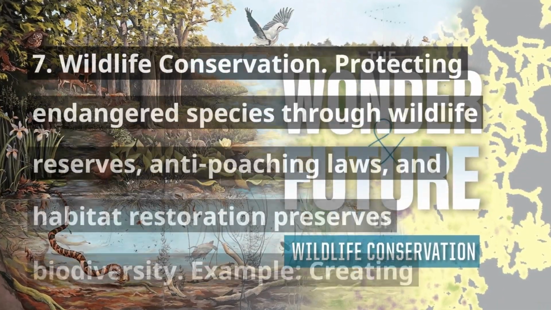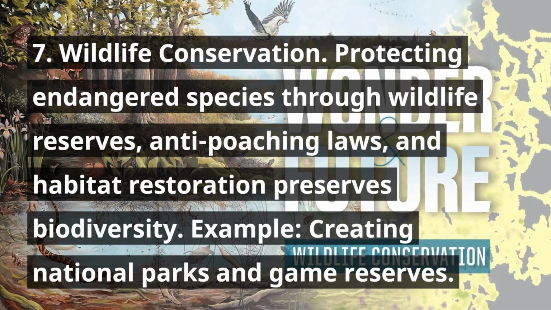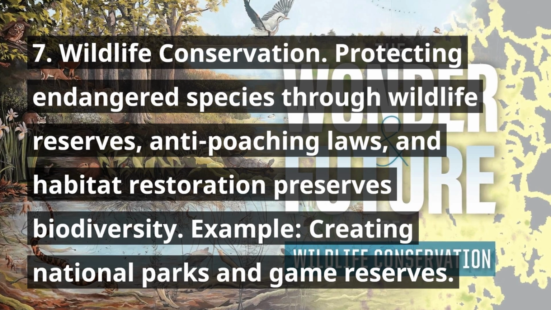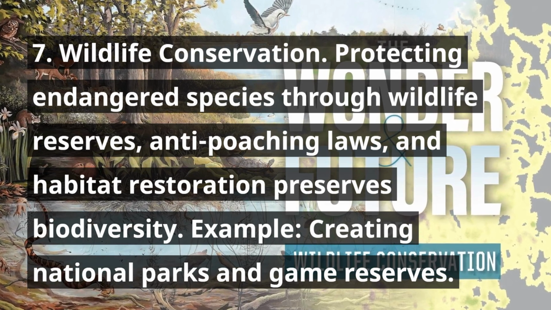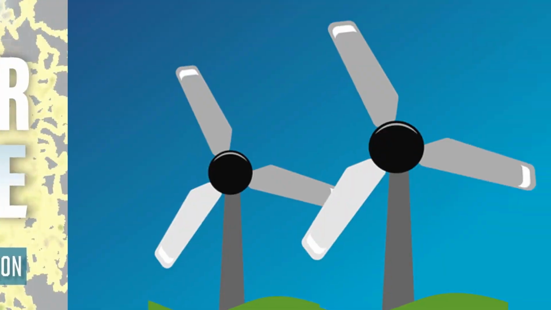7. Wildlife conservation. Protecting endangered species through wildlife reserves, anti-poaching laws, and habitat restoration preserves biodiversity. Example: creating national parks and game reserves.